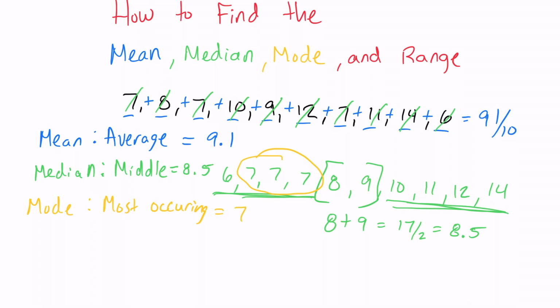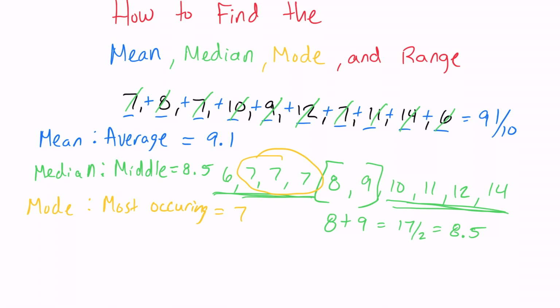The mode is usually the easiest thing to find. If I had 2 terms here that were happening 3 times, so if I had 3 7s and 3 10s, for example, then I would have 2 modes, 7 and 10. If I had no numbers that were occurring the most, or if all my numbers were occurring the same amount of times, there would be no mode.